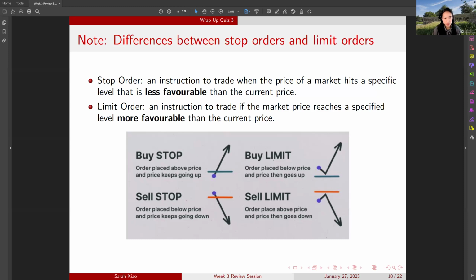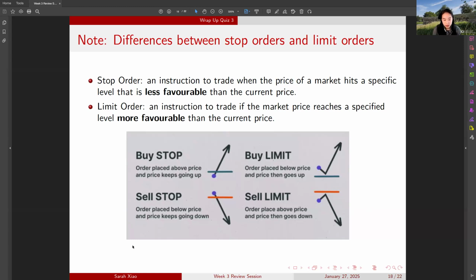And a limit order is an instruction to trade if the market price reaches a specified level or one more favorable than the current price. So we can see from the graph below again, the buy limit order will be placed below the price, and the price then goes down to it. And the sell limit order will be placed above the price, and the price then goes up to it, which is shown in the graph below.